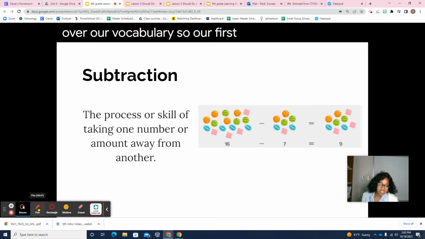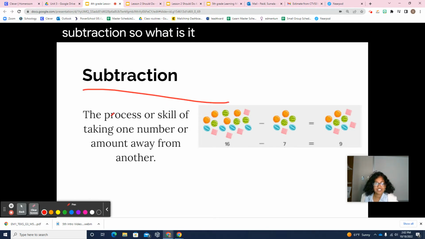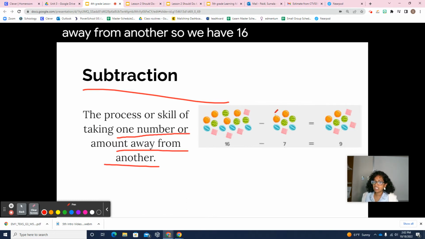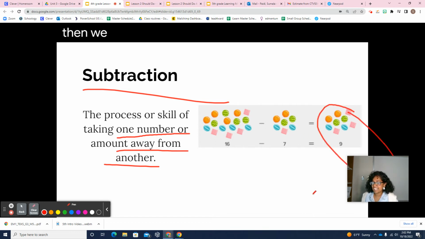So our first vocabulary word is subtraction. What is subtraction? Subtraction is a process or skill of taking one number or amount away from another. So we have 16 candies. We're going to take away 7 candies, and what we have left is 9 candies.